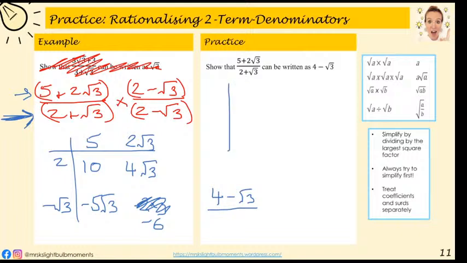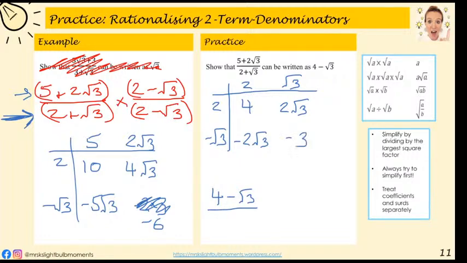Let's draw another grid. We've got 2 plus root 3, 2 minus root 3. 2 times 2 is 4. 2 times root 3, 2 root 3. 2 times minus root 3, minus 2 root 3. Minus root 3 times root 3, minus 3. So the root 3's cancel out.